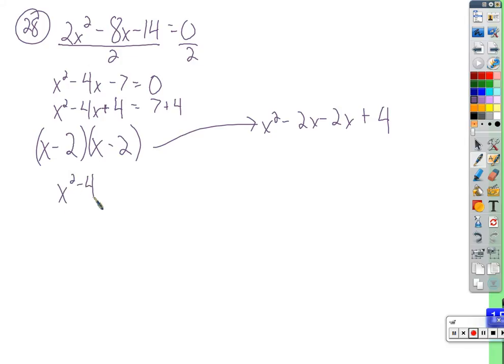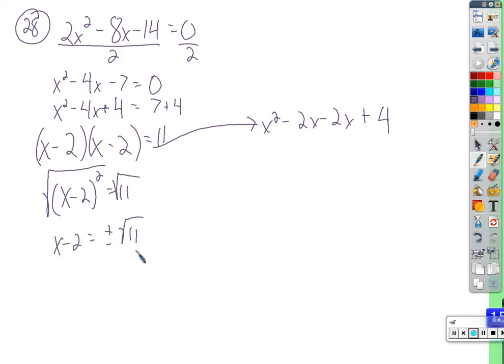X squared minus 4, well, I'm going to write that in the back of it. X minus 2 squared, right? This side's going to be 11. Square root of both sides. X minus 2 equals plus or minus the square root of 11. Add 2 to both sides. 2 plus or minus the square root of 11.